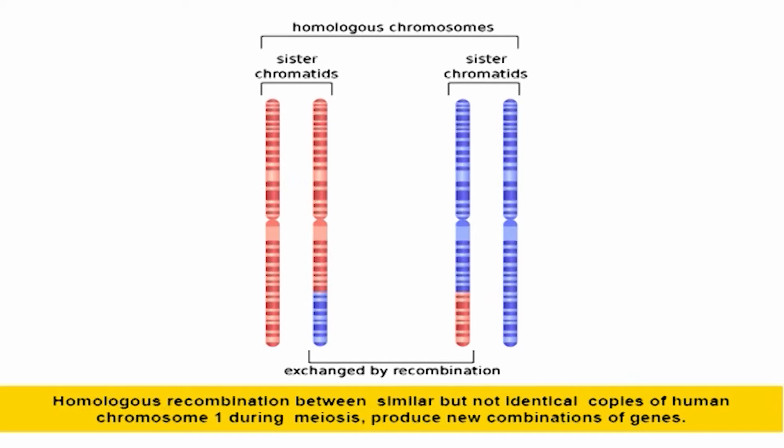As you can see in this figure, homologous recombination occurs between similar but not identical copies of the human chromosome 1 during meiosis, which produces new combinations of genes.